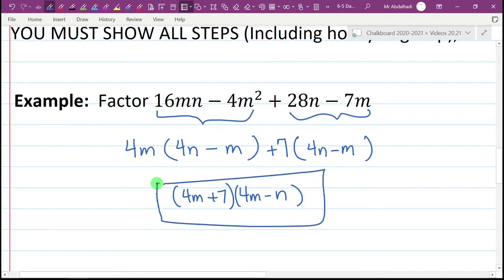And there you go. That's factoring by grouping with two different variables. The important thing is when you do your grouping that you have something to factor out. You have a GCF. In this case, you had a 4M coming out of these two, you had a 7 coming out of these two, and that was good enough.